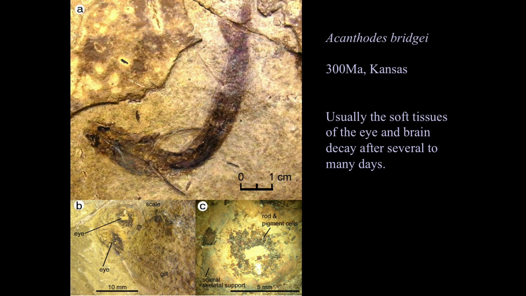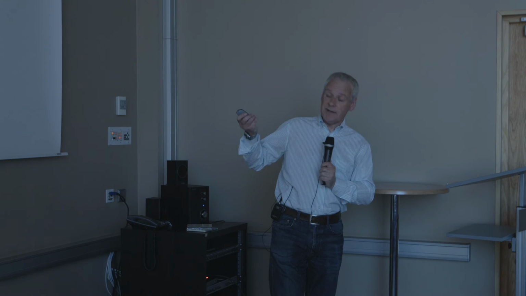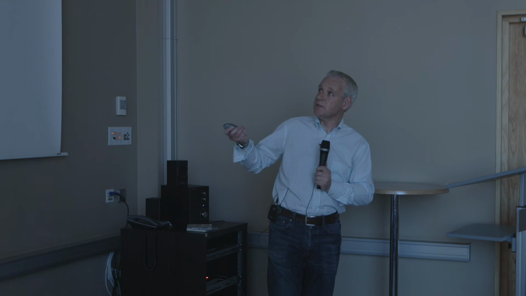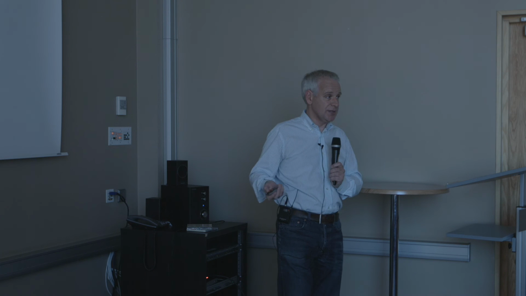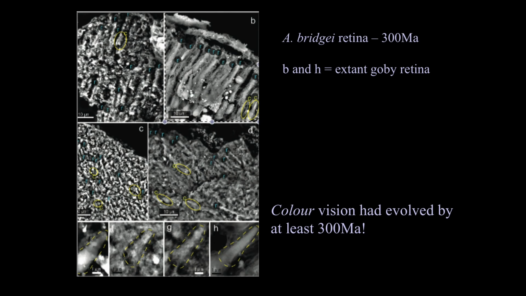And we found in the retina eumelanin, first of all, that we find in our own eyes. These top 6 here are the extinct fossil, and these are an extant goby, a fish that's related to it, and you can see how similar the eumelanin is to that extant version. And here are the rods and cones in the eye. B and H there are the living goby, the relative, but all these others are the fossil. And you can see that the rods and cones have preserved really, really well.